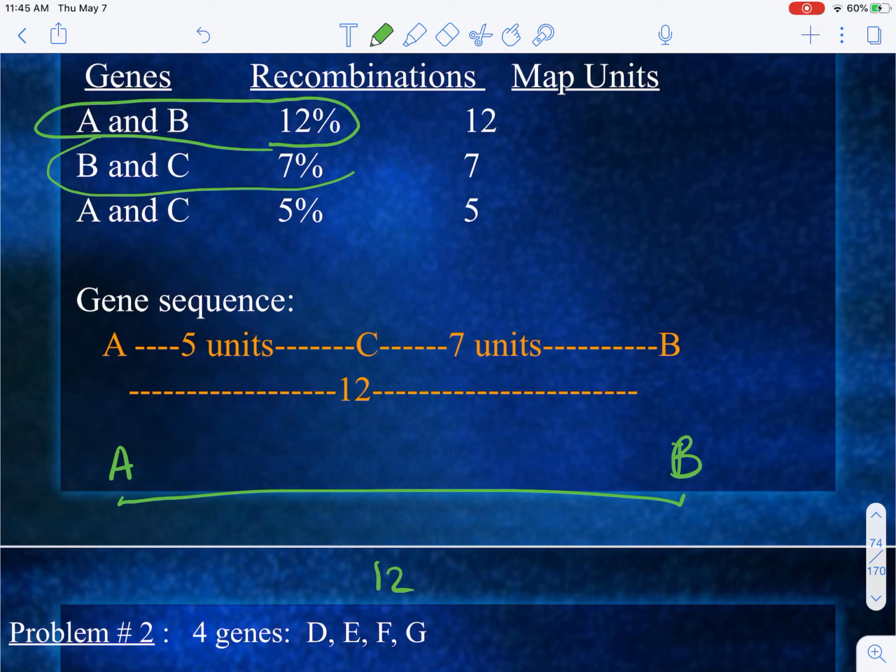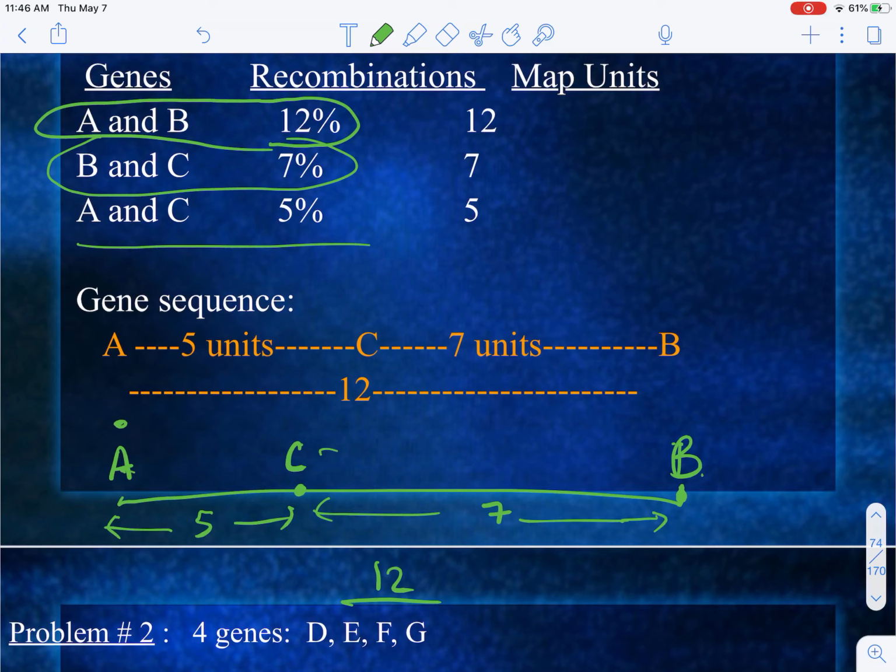And you're going to take a look at the biggest number first and say that A and B, I know, are 12 units apart. My next biggest number is that B and C are 7. You're just going to eyeball that in. And A and C are 5. And of course that matches up to 12. And so you know that you've done a proper gene map.